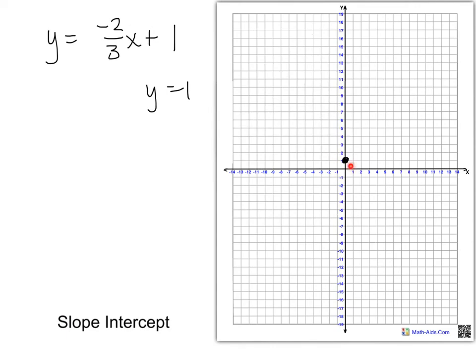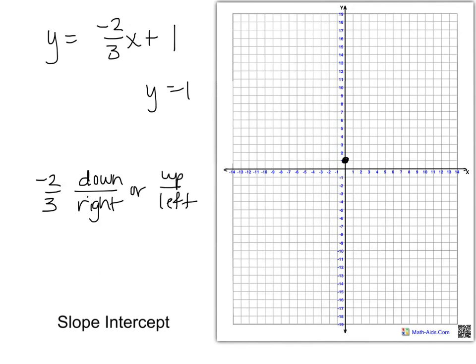We're going to do everything from that point. So from this point, positive 1, we're going to move our slope. Whatever that slope may be, we're going to be moving it from that point. That's why that's so important. This slope happens to be negative. It's negative 2/3. So you've got two options. You can go down 2 and right 3, or you can go up 2 and left 3.